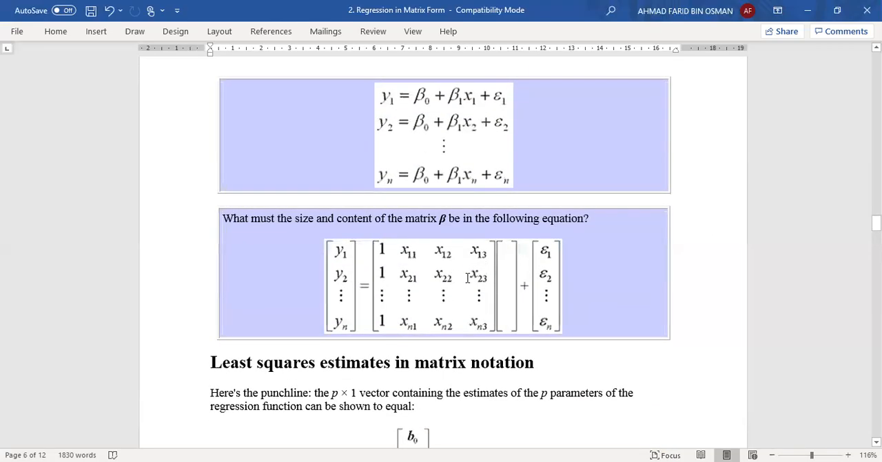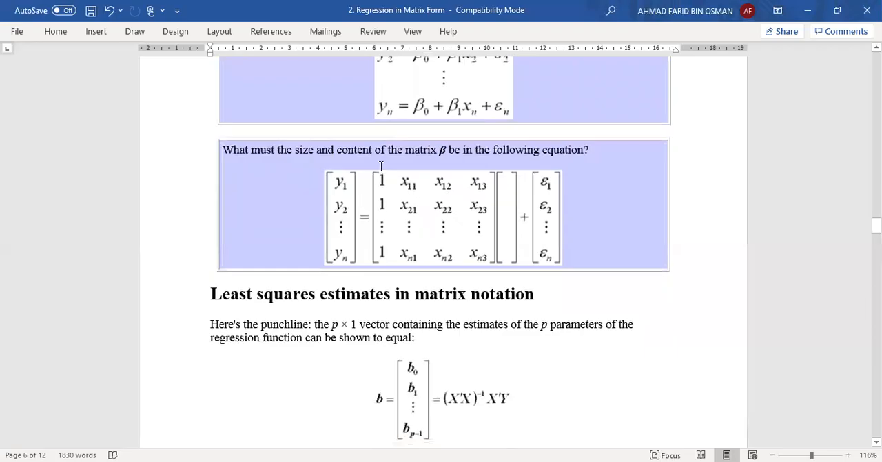So this is the exercise. What must the size and content of the beta matrix be in the following equation? In this case, you can see that we have one column for the intercept, all equal to 1, and then in our x matrix we have 3 independent variables. So here you need to have beta 0, beta 1, beta 2, beta 3.